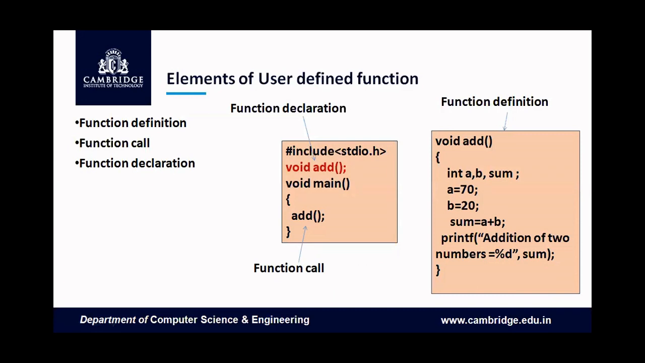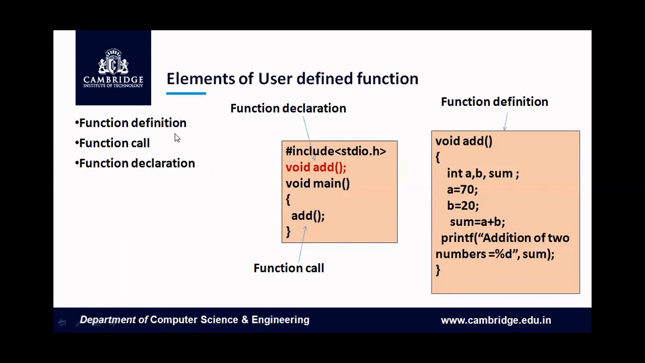What main ingredients are required to write a user defined function? What are the main things to write a user defined function? What must be there in a function? So basically we need three things: function definition, function call, and function declaration. These are the main three elements of a user defined function. All these three must be there in any program which you write using a user defined function. Now we'll see them one by one.